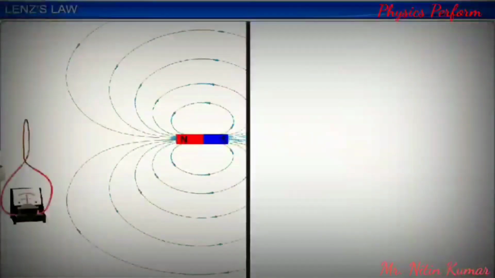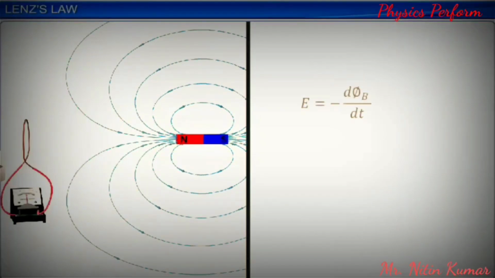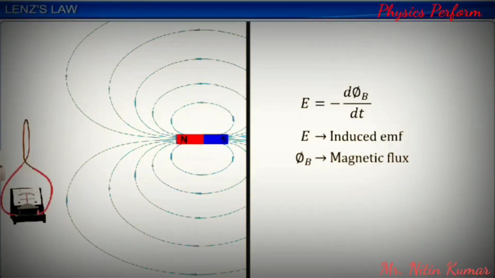The magnitude of the induced EMF is given by Faraday's law, which is E equals minus d phi B divided by dt, where E is the induced EMF in the coil and phi B is the magnetic flux. The negative sign in this equation represents the effect as stated in Lenz's law.